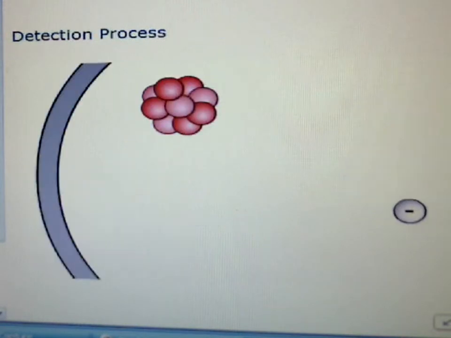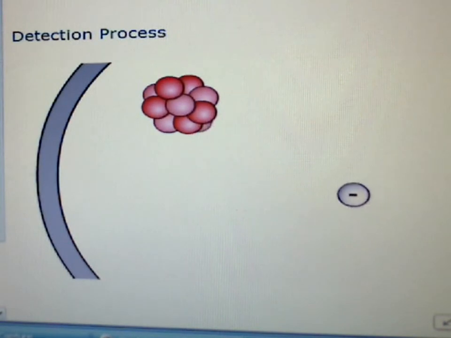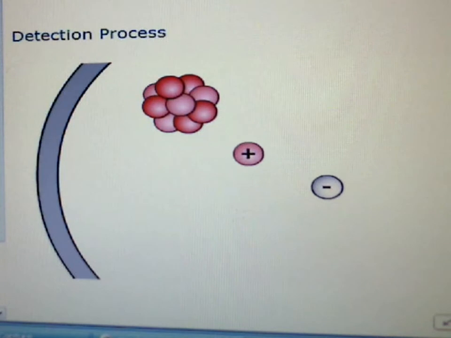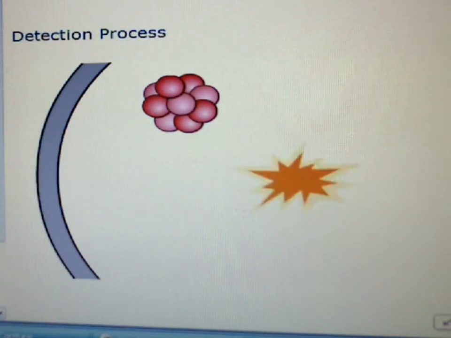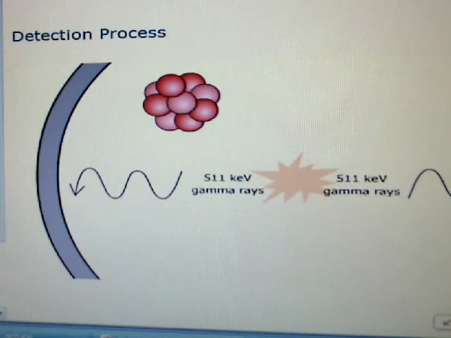The detection is based on the annihilation of a positron, a positive beta particle, in fact a positive electron, and a conventional electron. This annihilation results in the emission of two 180-degree opposed high-energy 511 keV gamma rays.